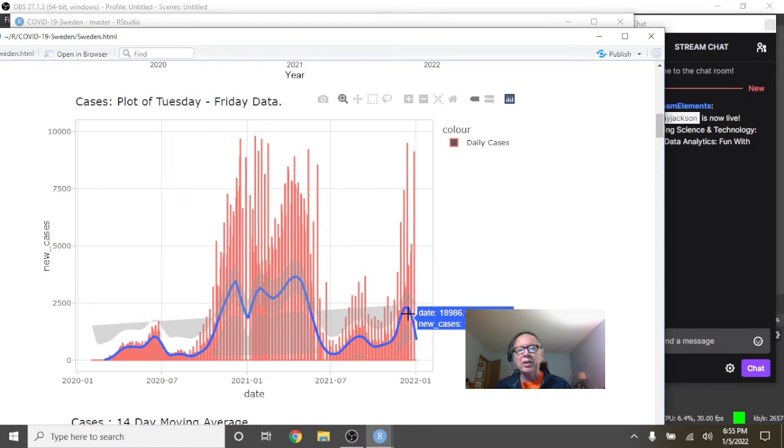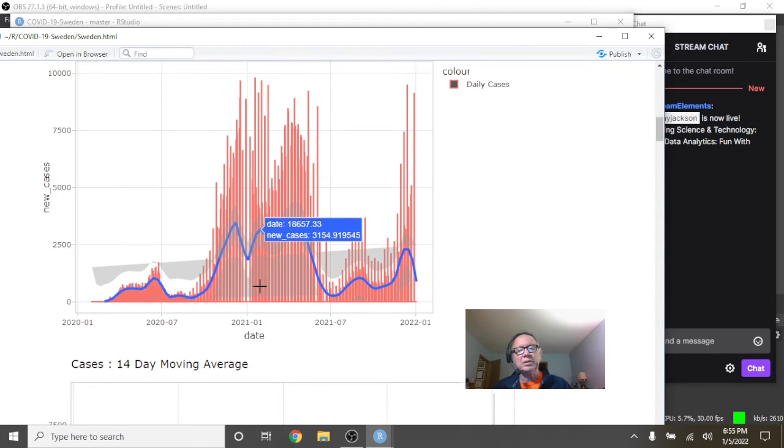And now look at this. Now your cases are starting to show another declining trend here. This is good. This is good news right there.